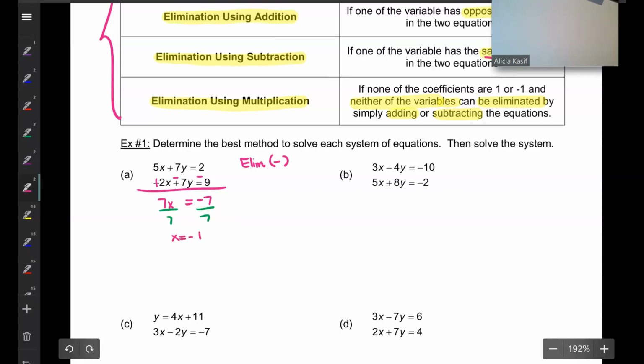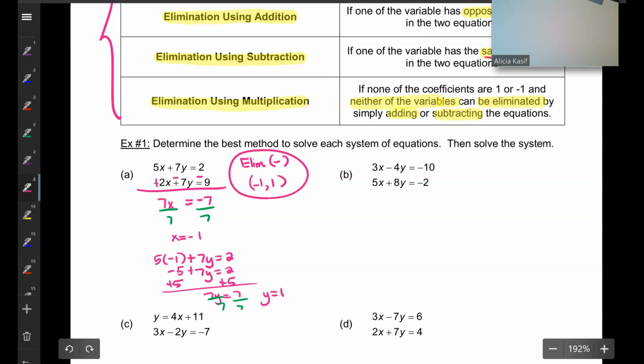And then we plug it back into one of the top equations. It doesn't matter which one. Divide, and we should get y equals 1. So our answer is -1, 1. And again, we solved that using elimination by subtraction.